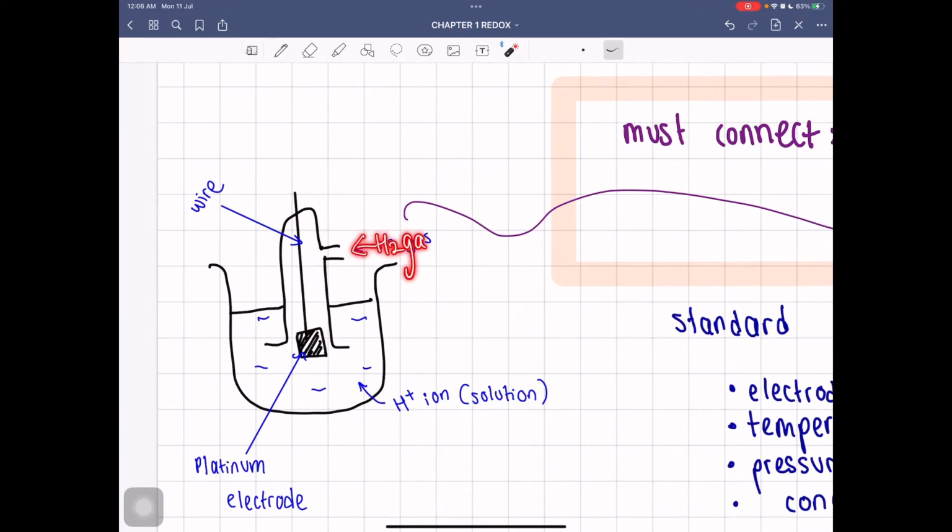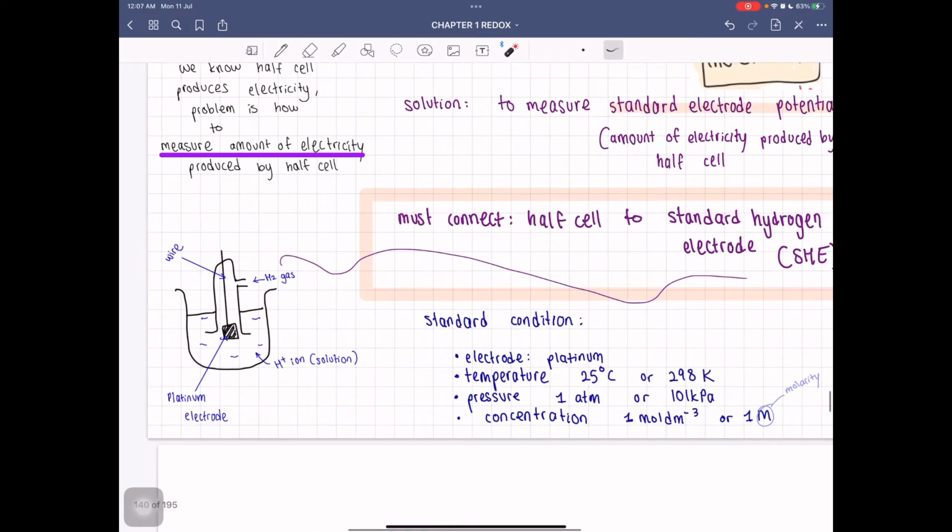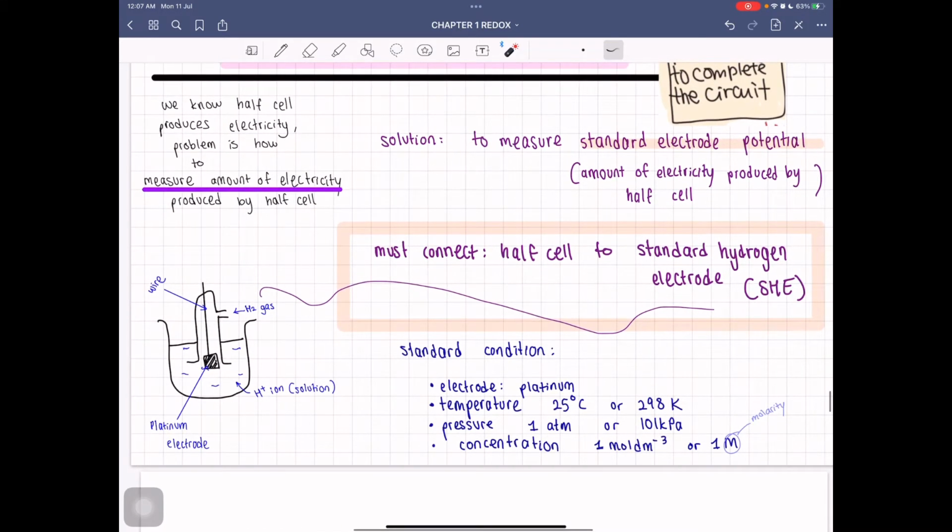Hydrogen gas enters. The standard conditions for a standard hydrogen electrode are: number 1, to make sure the electrode we use is platinum. Number 2, temperature must be 25 degrees Celsius or 298 Kelvin.